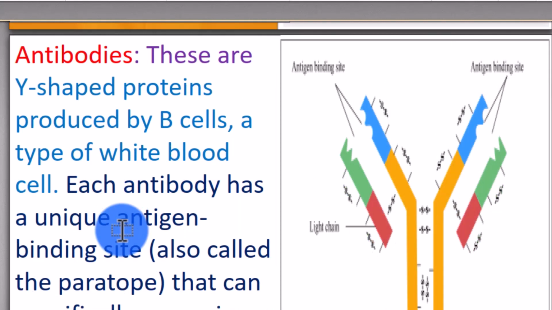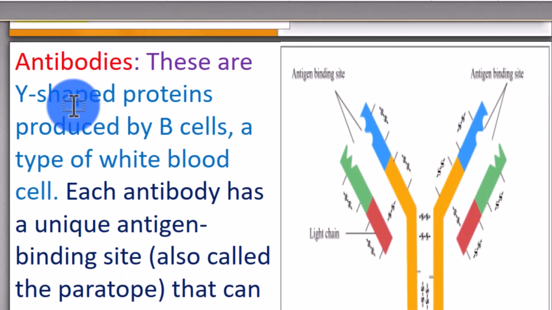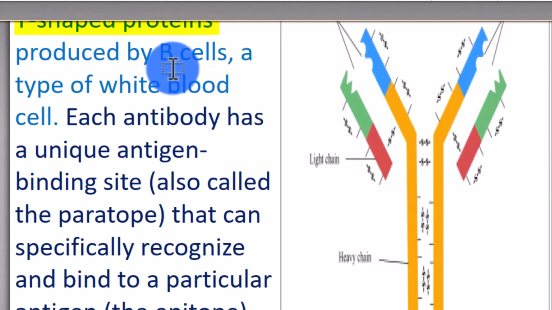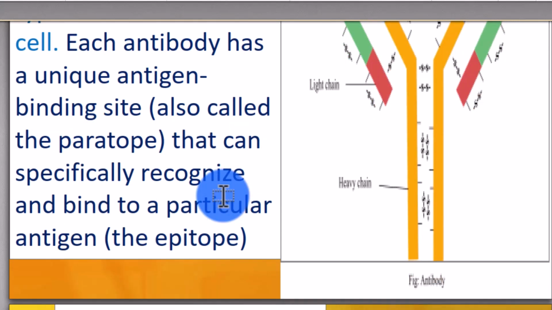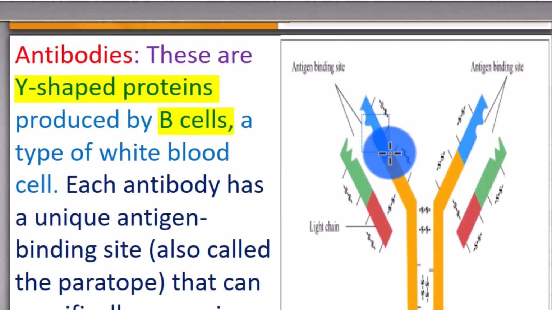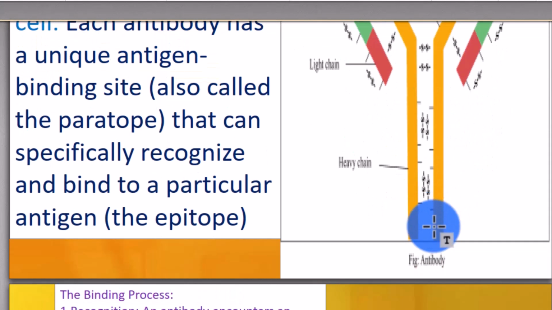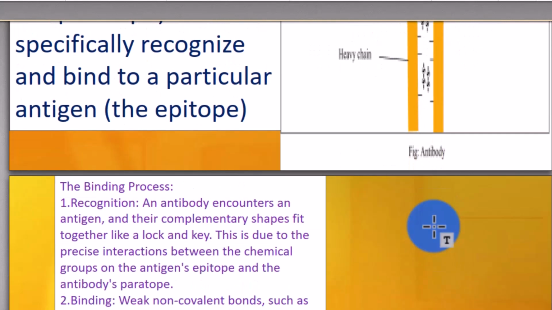Antibodies are Y-shaped proteins produced by B cells, a type of white blood cell. Each antibody has a unique antigen binding site, also called the paratope, that can specifically recognize and bind to the antigen. This binding site attaches to a particular part of the antigen, the epitope.